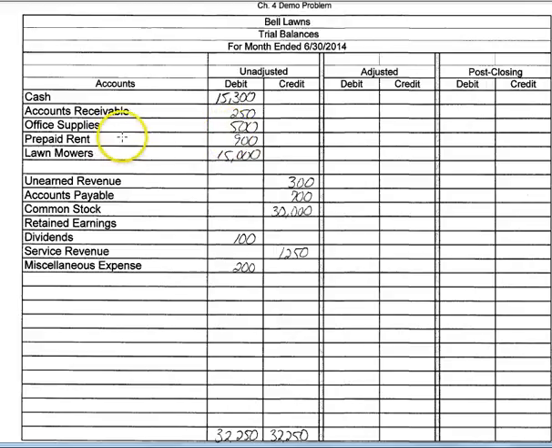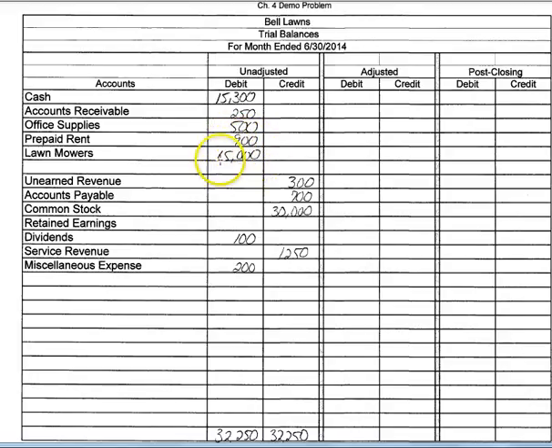Let's go to prepaid rent. As you may recall, this was for 3 months rent for the truck, or lease, if you will. So by the end of June, one of those months has been consumed. 1 month has gone by. So again, prepaid rent really isn't $900 at the end of June. We would have consumed part of that.